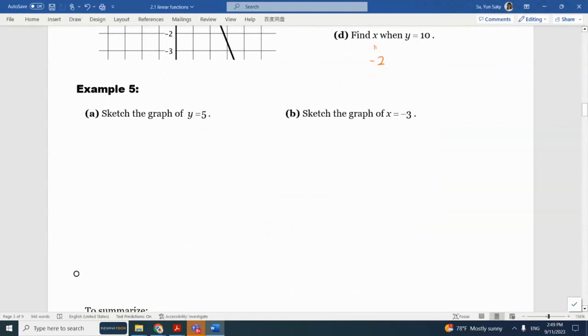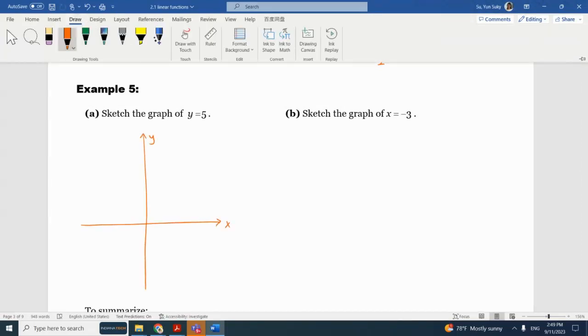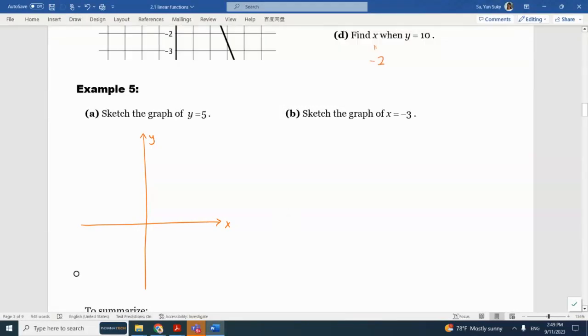Next, sketch the graph of y equals 5. So you have the x-axis, the y-axis. y equals 5. Where is it?